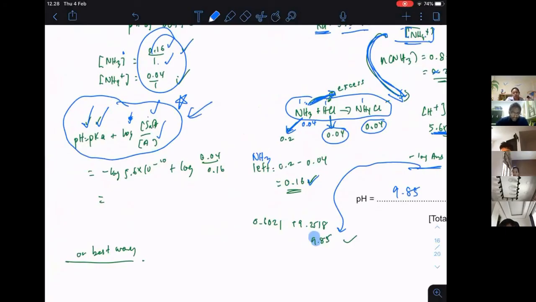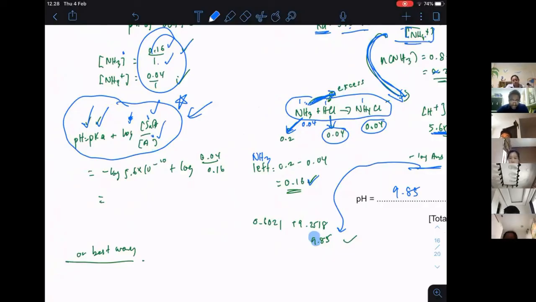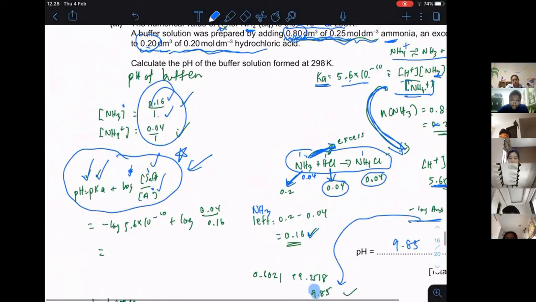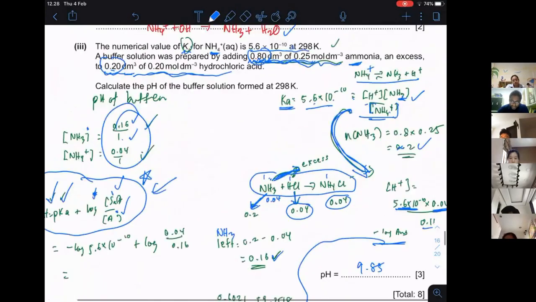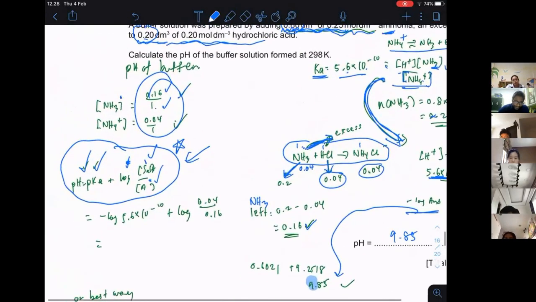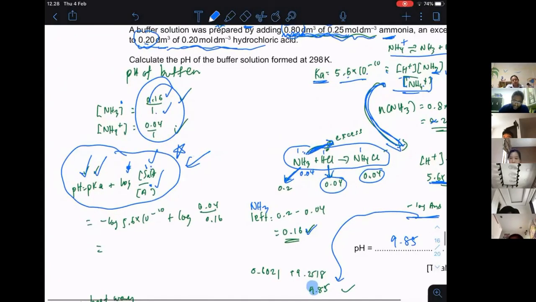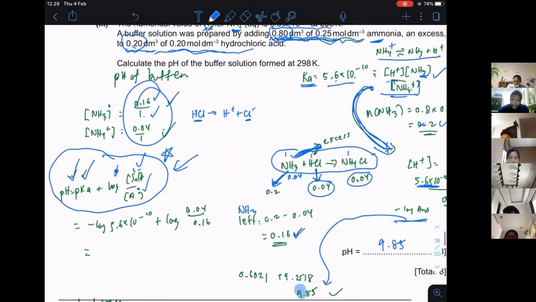You take note, this is salt divided by acid. I remember salt divided by acid. In this case the salt is supposed to be the ammonia. Normally if you have HCl, if it is acid, then it will be H plus and Cl minus. The salt is Cl minus divided by the acid. But here, if you look at this, this one divided by this one.